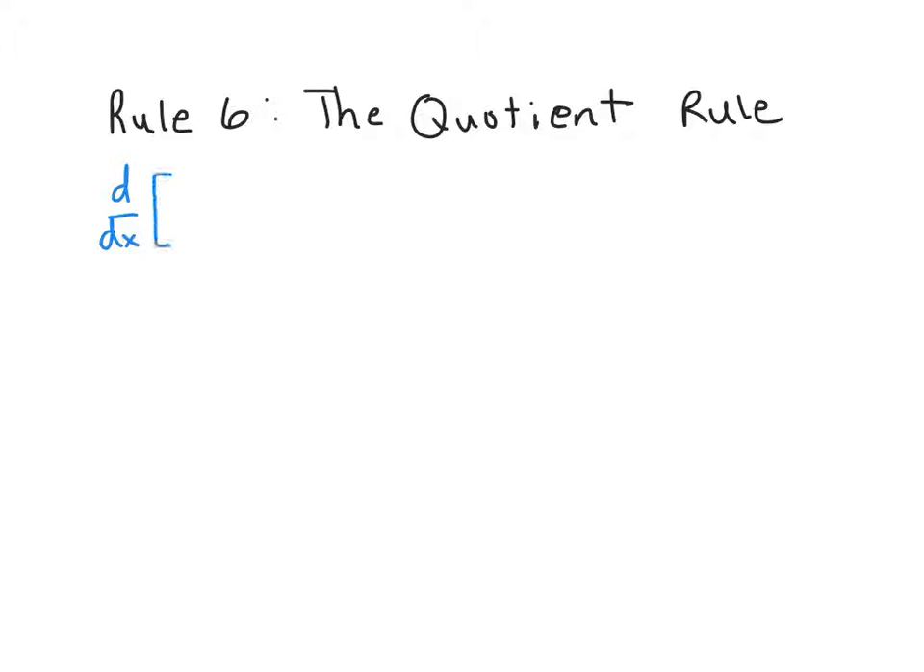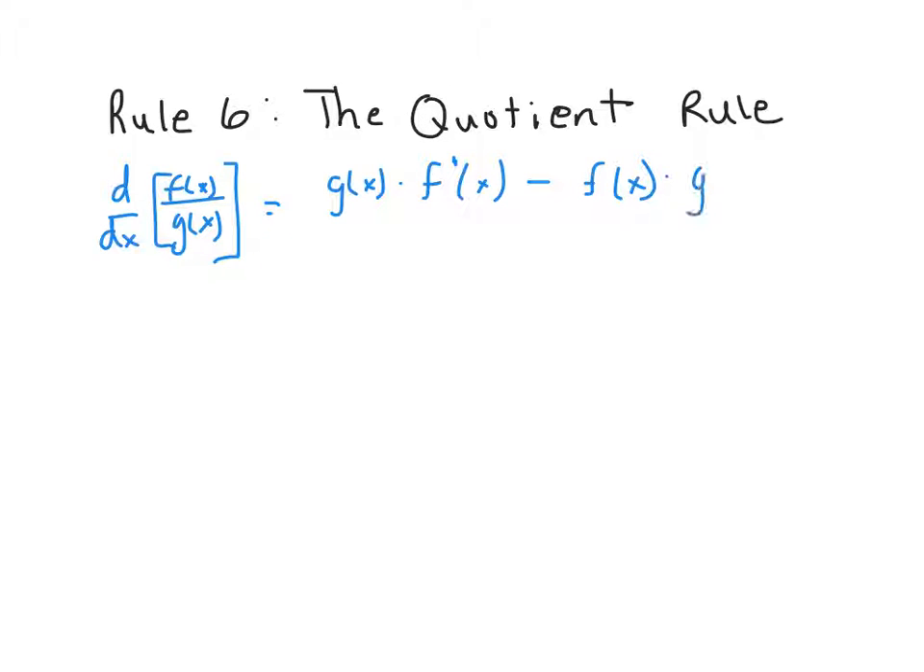So when I have some function f being divided by some function g, my derivative ends up being, this one is a fraction, so be careful. There's quite a bit to write here. Stick with me. It's going to be your denominator function times your derivative of your numerator minus your numerator function times your derivative of your denominator, all over your denominator function squared.